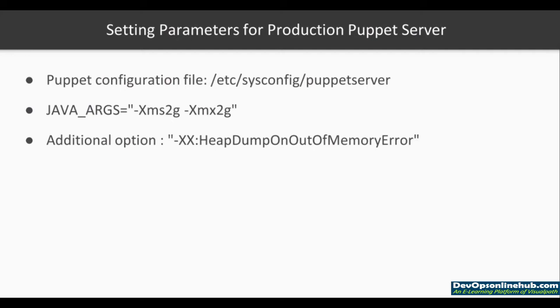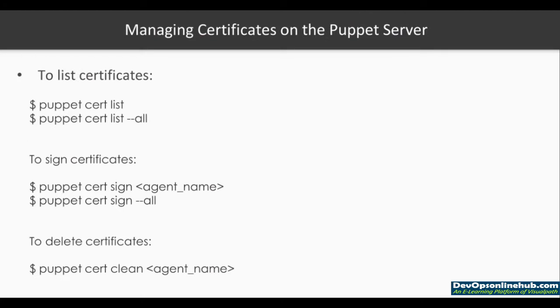Another option, heap dump on out-of-memory error, can be configured, which causes the JVM to dump a memory snapshot of the time when an out-of-memory error occurs in the form of a .hprof file. This file can then be analyzed in different profiling tools to find out more about the memory consumption at the time of the error. Managing certificates on the Puppet server.